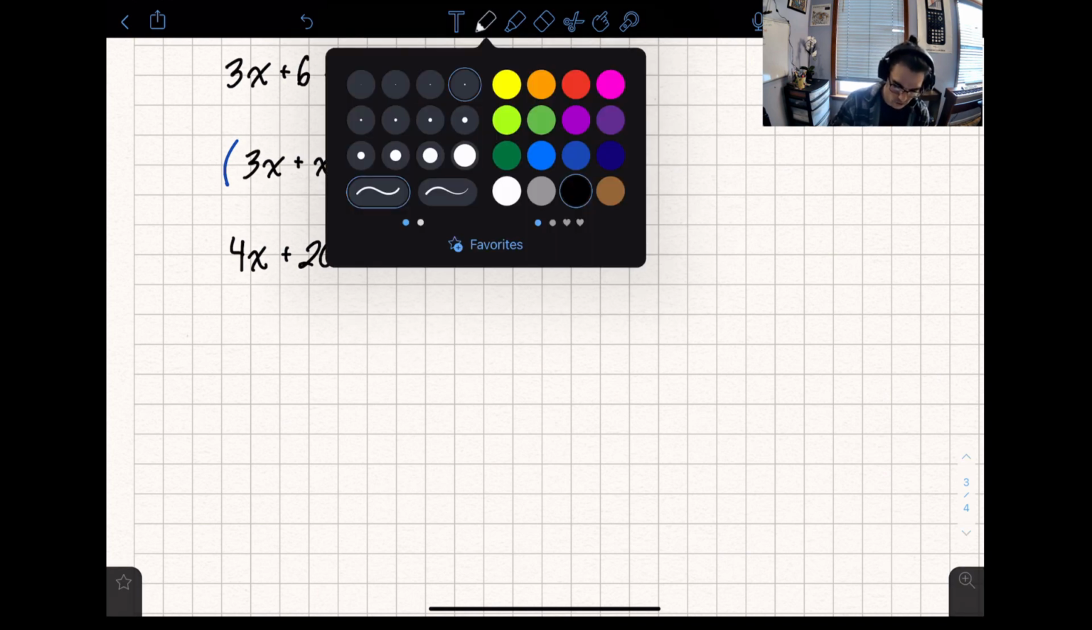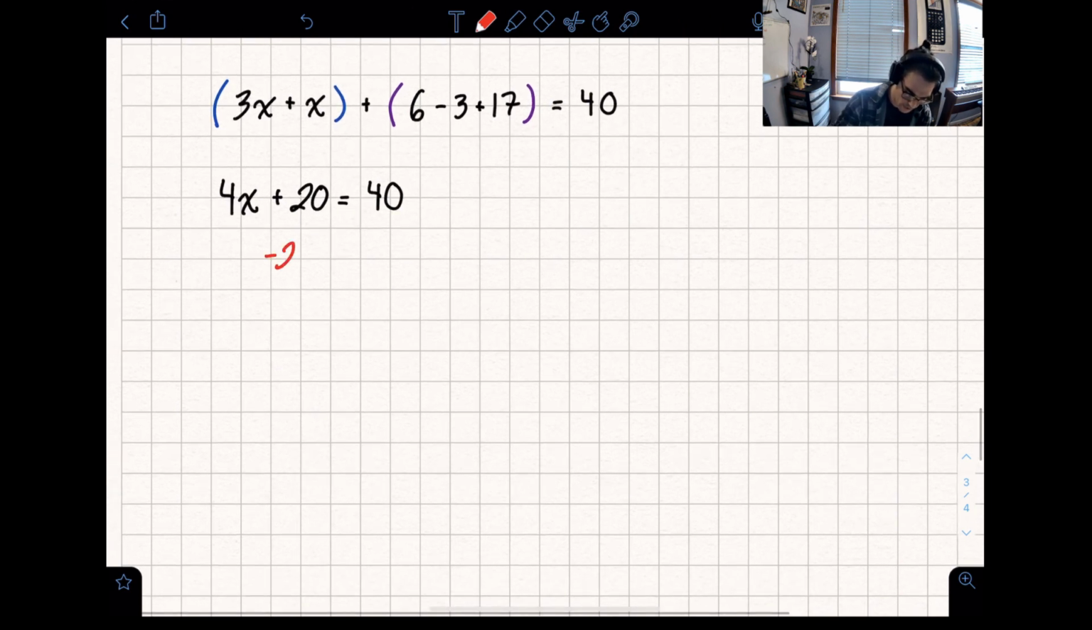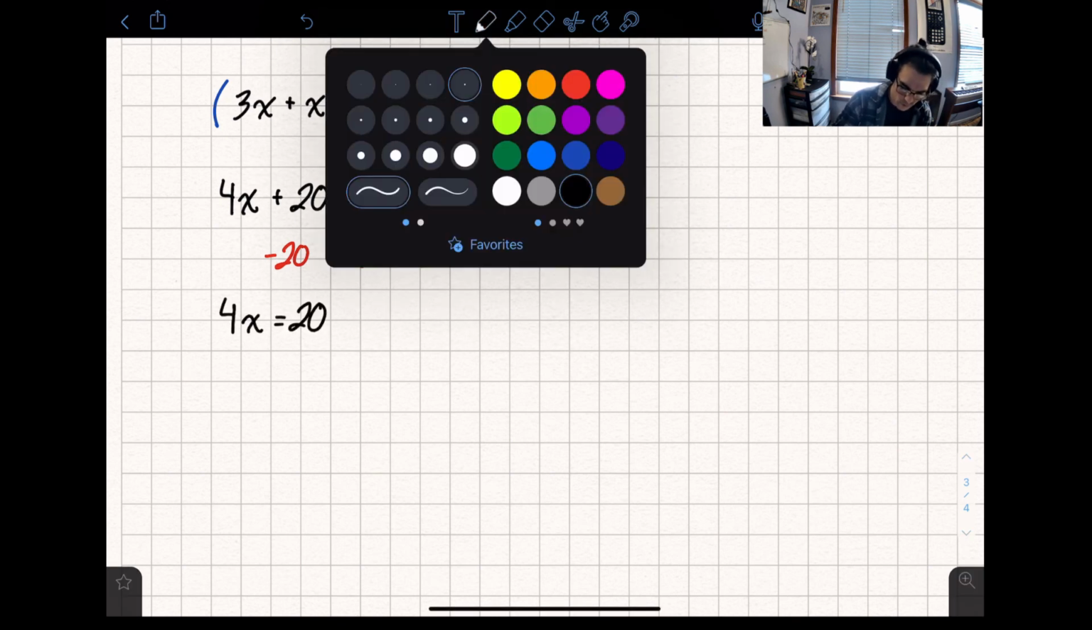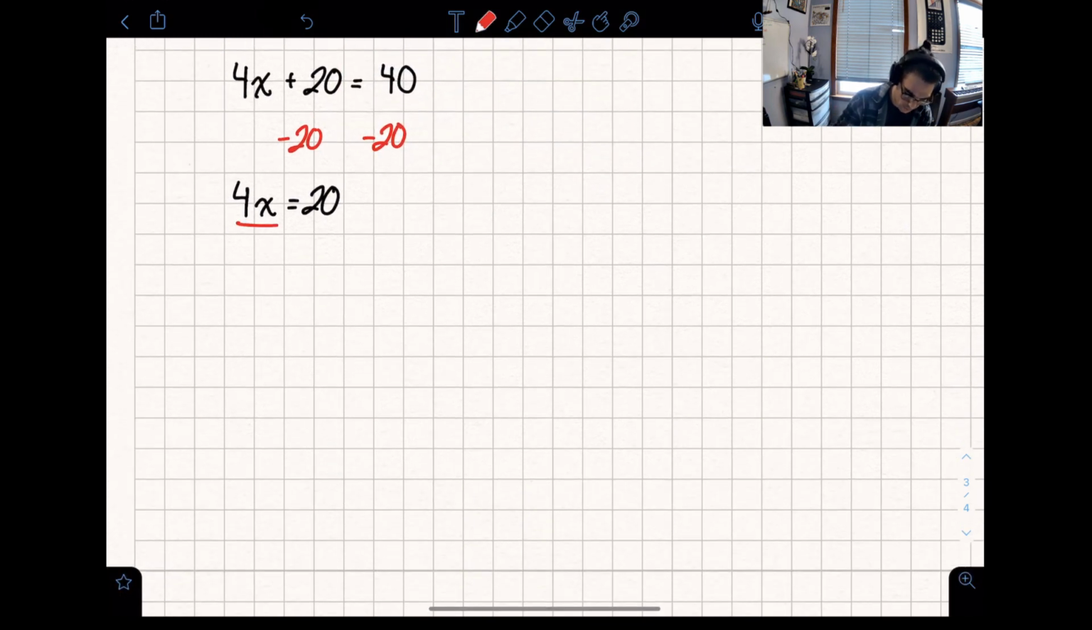Now we want to get rid of the constant term. So we're going to subtract the 20 from both sides. That leaves 4x equals 20. And now to get rid of the 4 that is multiplying the x, we will divide both sides by 4. And we get our final solution, x equals 5.